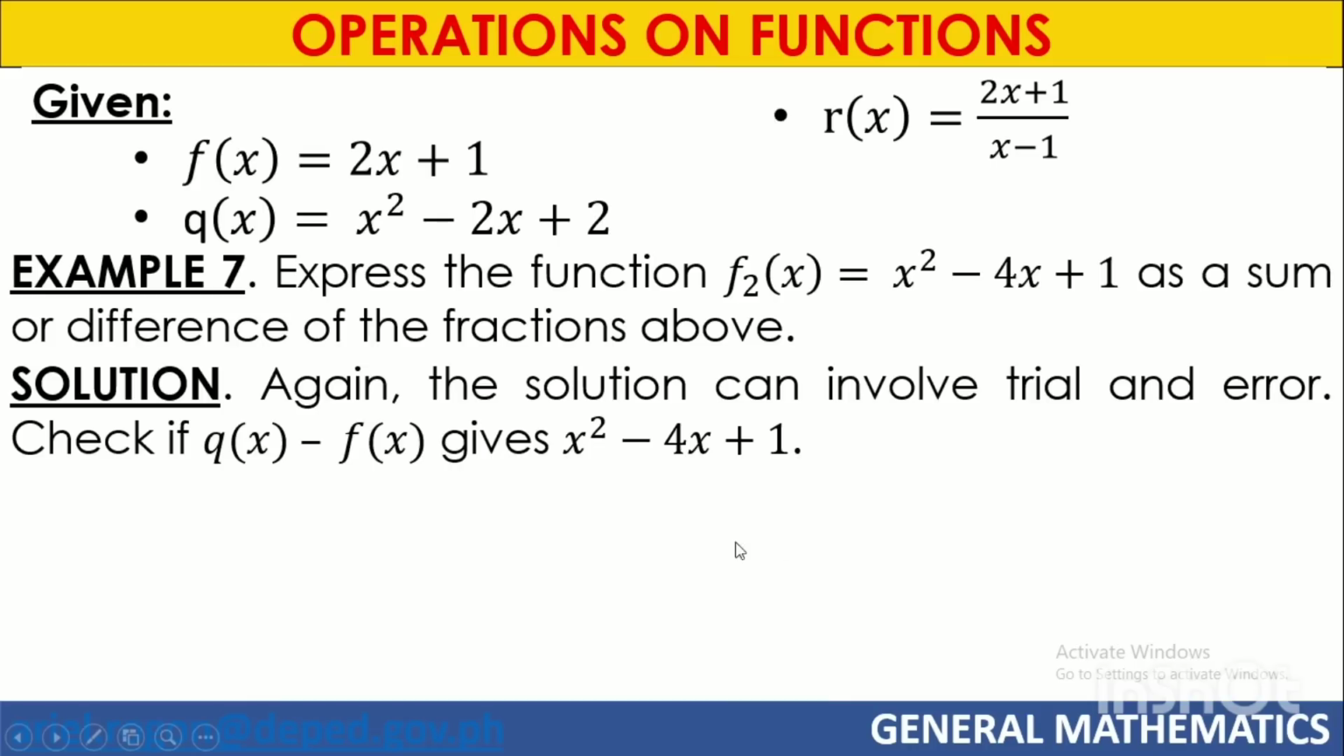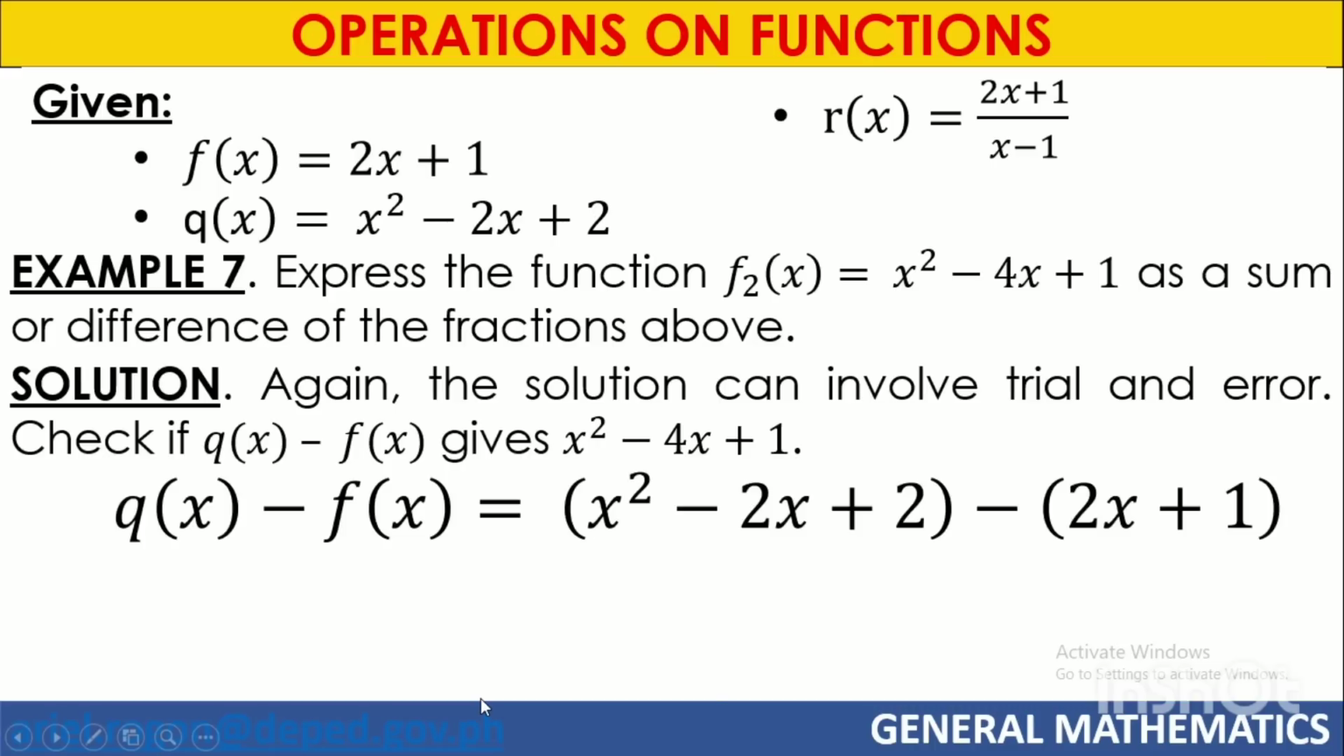Okay, check natin yung q of x minus f of x. So kapag nagsusubtract again tayo, nilalagyan natin ng parenthesis para mag-change yung sign. So therefore, x squared minus 2x, copy x squared rather. Negative 2x minus 2x, that is negative 4. Tapos itong 1, magiging negative 1 na yan. Di ba? Mag-change ang sign ng subtrahend. So positive 2 minus 1 is positive 1.